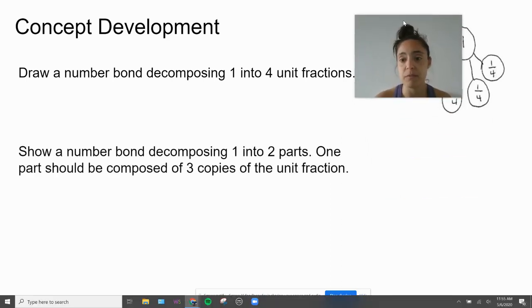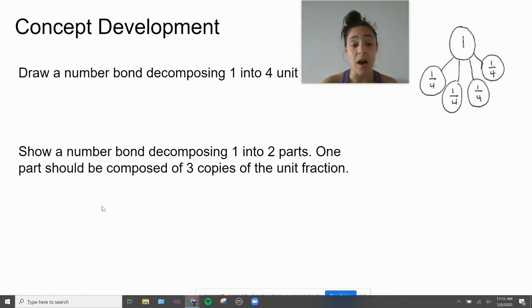Now, I'm going to move myself up here. Now, I need to show a number bond decomposing 1, so my total is 1, that top circle is 1, into 2 parts. So I had 4 up here, now I need 2 parts. But one part should be composed of 3 copies of the unit fraction. So that's a lot to take in, but we can just underline and look at what it's asking.